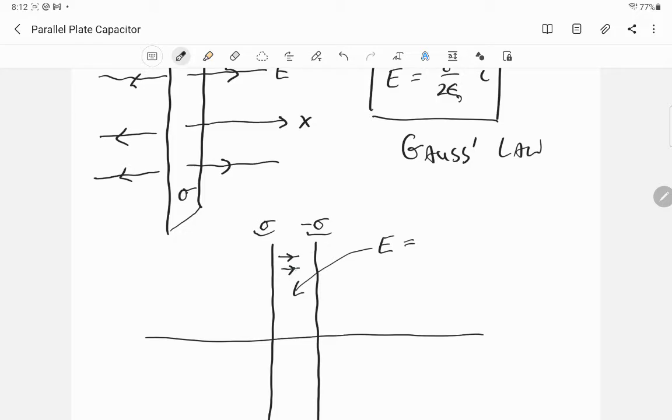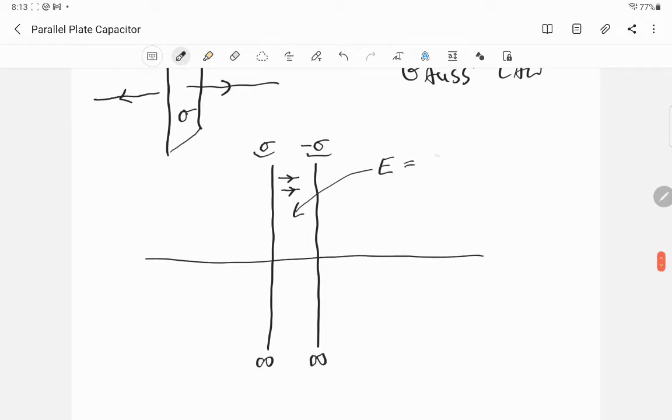So this field points towards the negative sigma because it's negative charge, but the other field points away from the positive sigma because it's positive charge. But what that means is that between the two infinite planes, you get sigma over twice epsilon naught plus sigma over twice epsilon naught, which is sigma over epsilon naught. So the net electric field in between the two plates, because of the two separate sources, adds up to this.